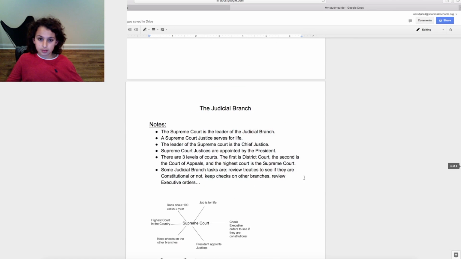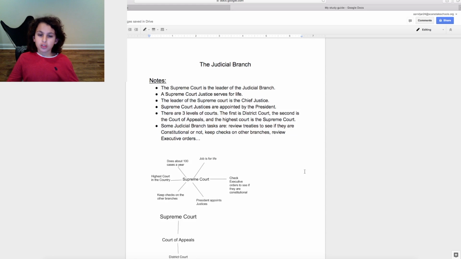Next branch, the last one. The judicial branch, or however you pronounce it. Note, the Supreme Court is the leader of the judicial branch. A Supreme Court justice serves for life. The leader of the Supreme Court is the Chief Justice. Supreme Court justices are appointed by the President.